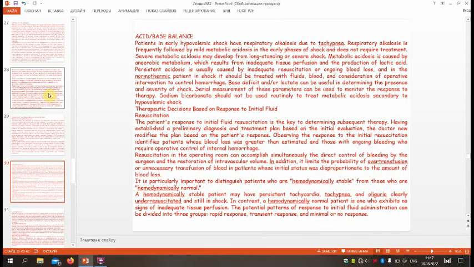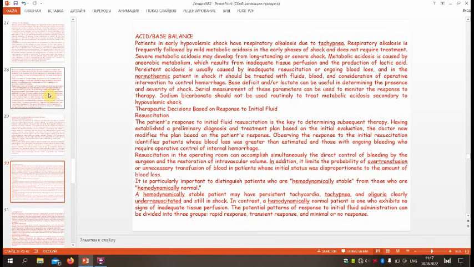Persistent acidosis is usually caused by inadequate resuscitation or ongoing blood loss, and in the normothermic patient in shock, it should be treated with fluids, blood, and consideration of operative intervention to control hemorrhage. Base deficit and/or lactate can be useful in determining the presence and severity of shock. Serial measurement of these parameters can be used to monitor the response to therapy. Sodium bicarbonate should not be used routinely to treat metabolic acidosis secondary to hypovolemic shock.